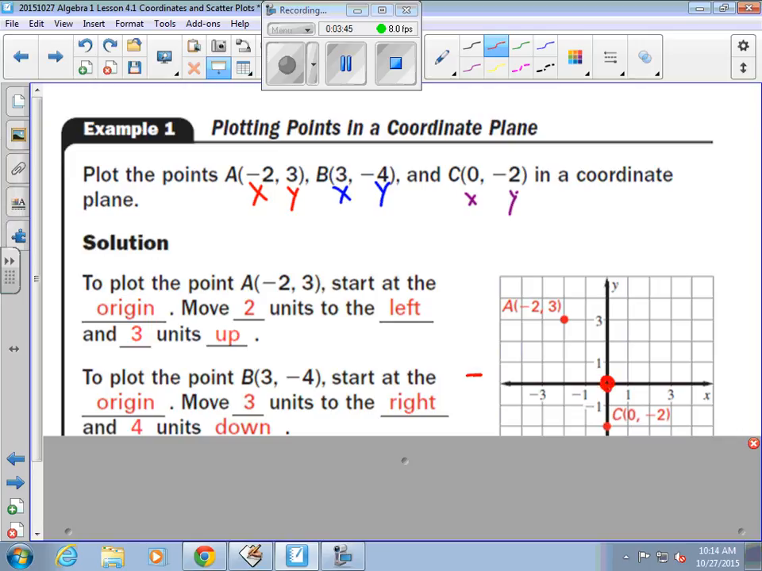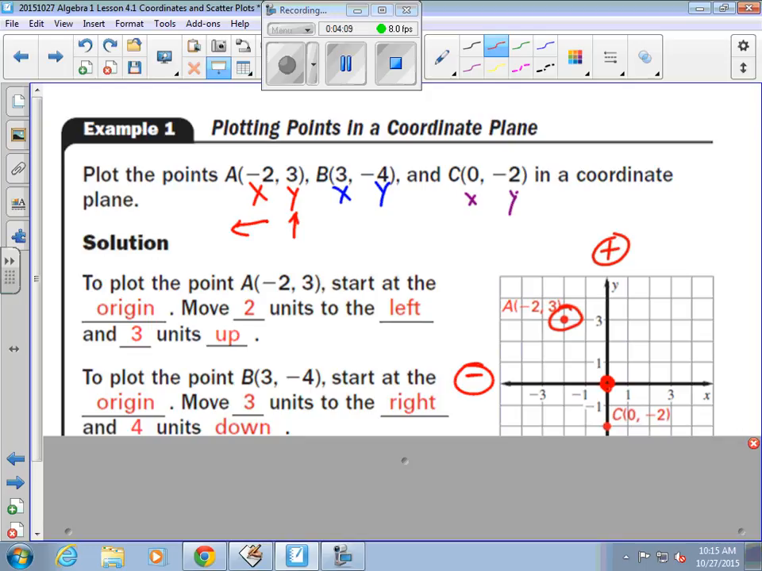-2, remember your negative numbers are here, tells you to go left twice. +3, positive numbers are up, tells you to go up 3 times. So (-2, 3) is right here. That's the graph of the ordered pair (-2, 3). Begin at the origin. Left twice, up 3 times.